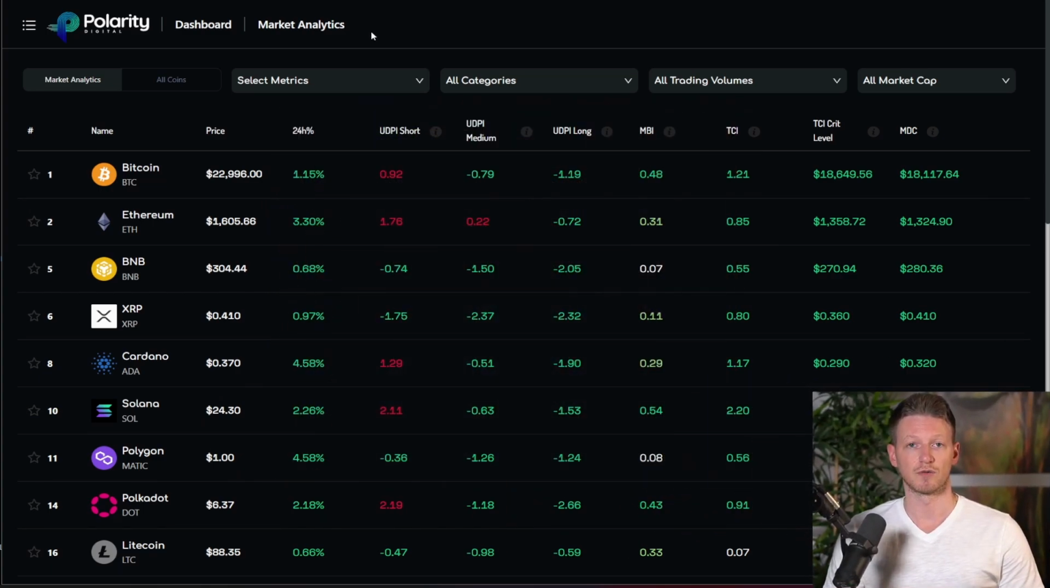So for starters here, what we're looking at is the dashboard. This is your basic dashboard. It's the market analytics page. You'll notice that on this page, we have this market analytics tab, and then we have this all coins tab. On the market analytics tab, you're going to see the risk metrics that we currently have released that are available on the site.